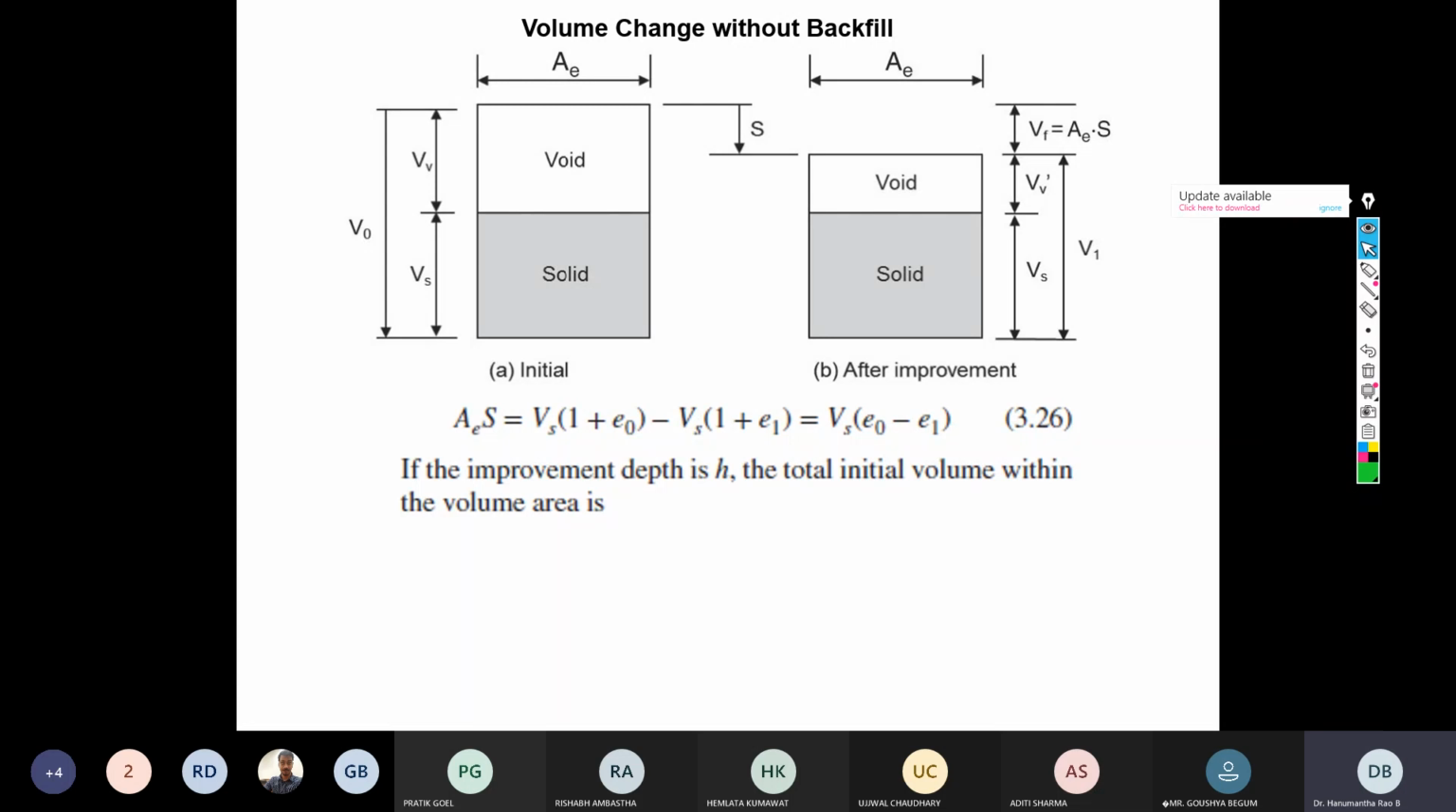But what we are doing in the field is improving the ground to a depth of h. Therefore the initial volume is the influence area multiplied by the total depth, which is again nothing but Vs into 1 plus e naught, the initial volume. This is simply making it equivalent to the volume mass relationships.